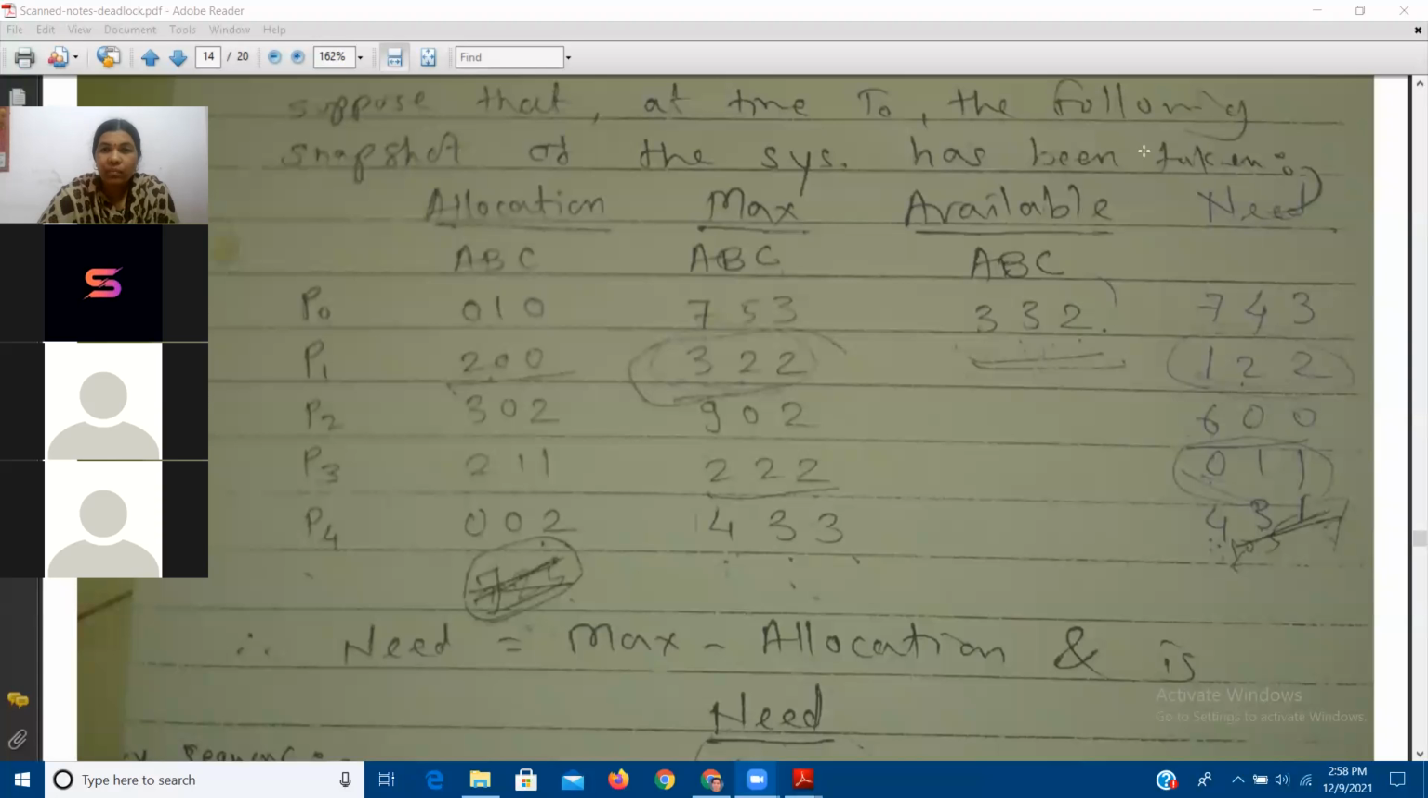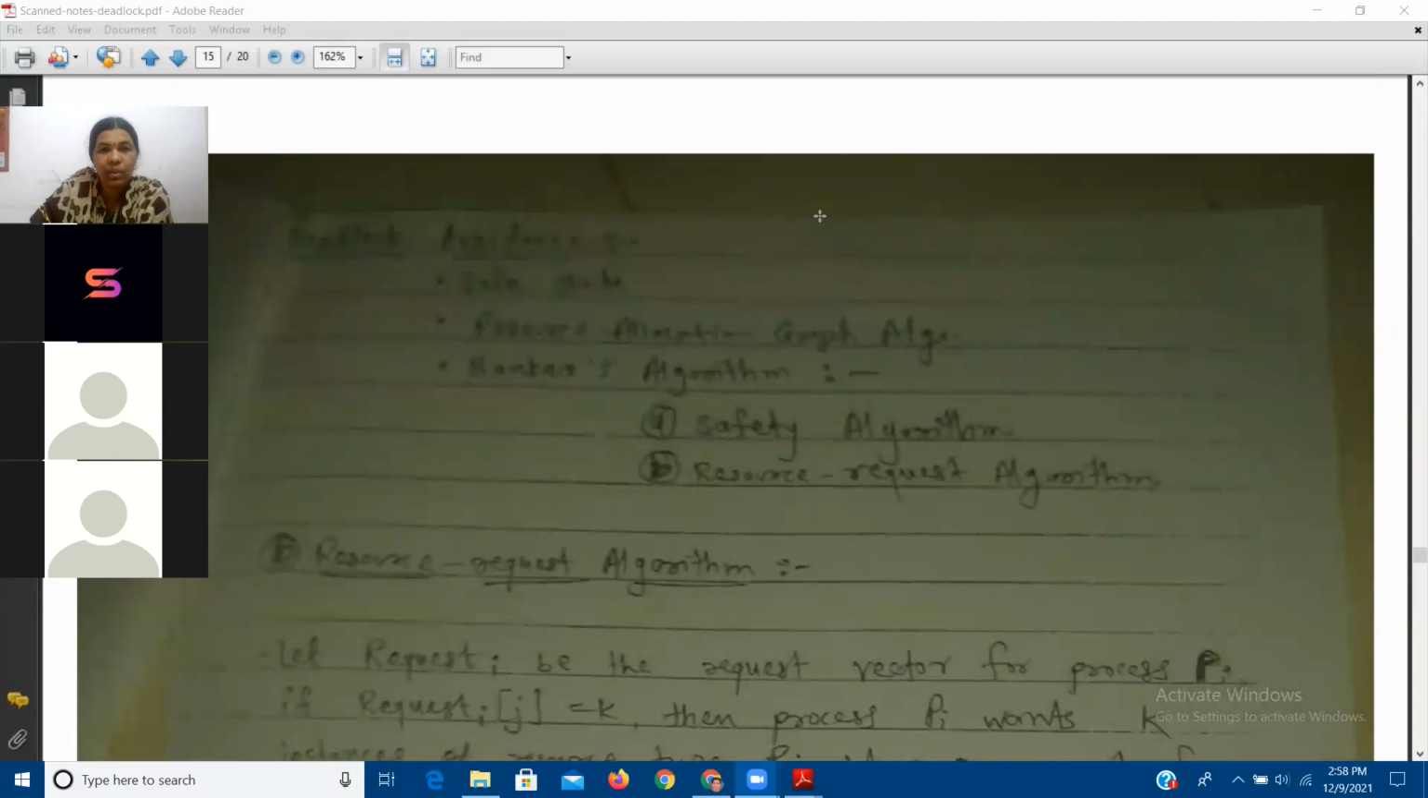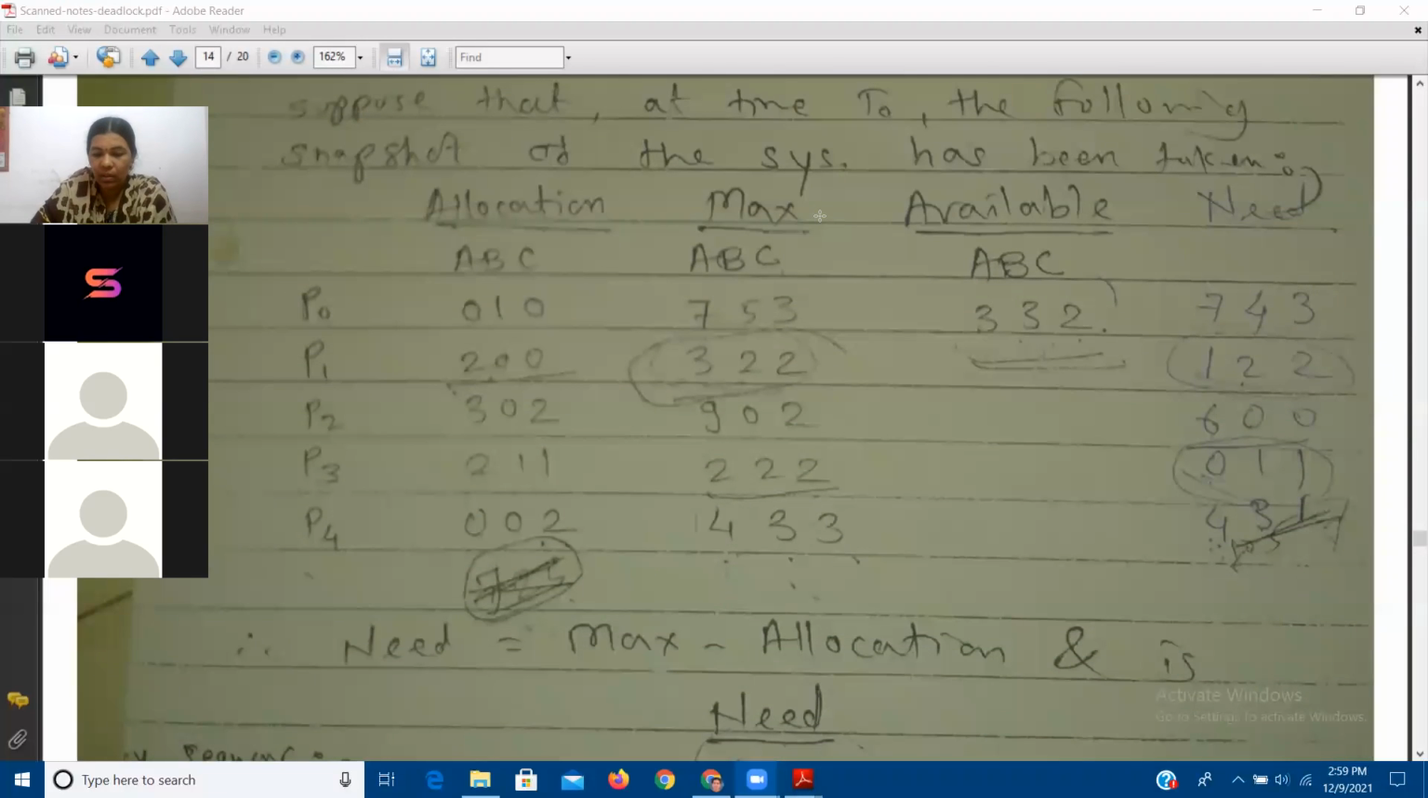And now, after need, I have to follow the algorithm. Okay. So the algorithm tells me that the first step is you have to assign available to work. Okay, so assign available to work. Listen carefully to understand the concept. पहिल्यांदा काय करायला लागणार आहे आपल्याला? So you have to assign work is equal to available. So what will the work be? Work will be 3, 3, 2.